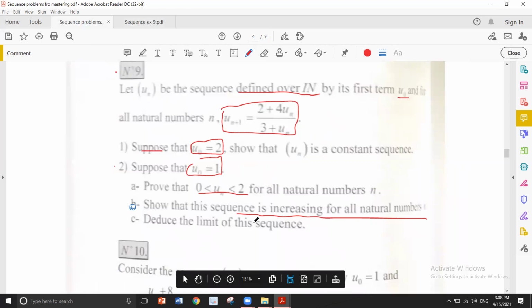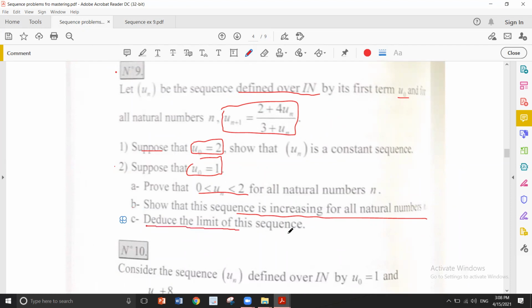How to deduce the limit of the sequence? Why does this sequence have a limit? Increasing. Yes. Bounded from above. Okay, how to determine the limit?